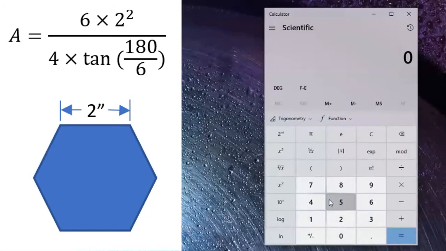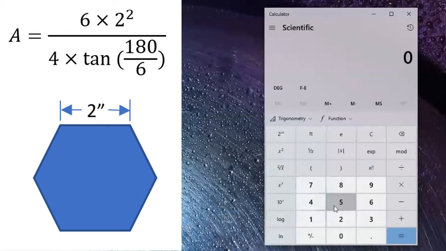Now for my example polygon, I have a hexagon with 2-inch sides. So 6 sides, 2-inch sides, so I can replace n with 6 in my formula, and I can replace s with 2. So I've got to perform 6 times 2 squared over 4 times the tangent of 180 divided by 6.